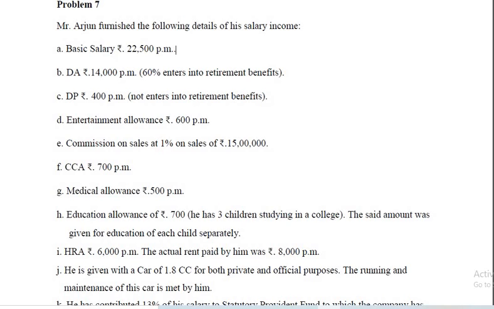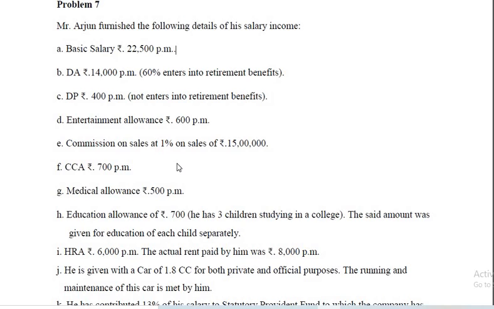And within brackets they have given 60% enters into retirement benefits. This is for the computation of salary for HRA or for contribution to Provident Fund, etc. Otherwise, fully 14,000 per month for 12 months is taxable. DP, the earners pay 400 per month. It does not enter into retirement benefits. So it is fully taxable. And even for HRA, it is not going to be taken because it does not enter into retirement benefits.